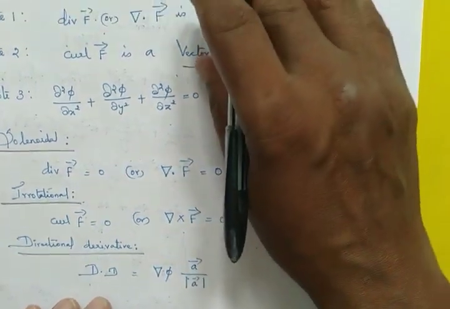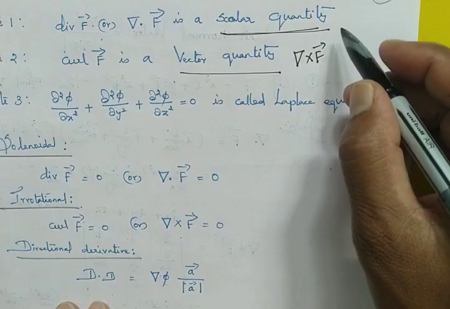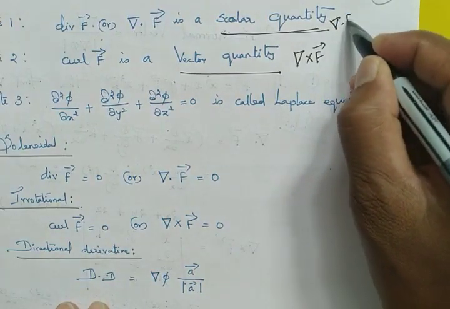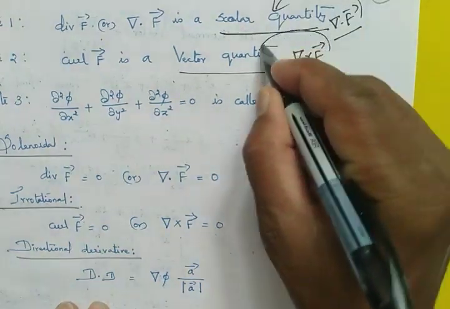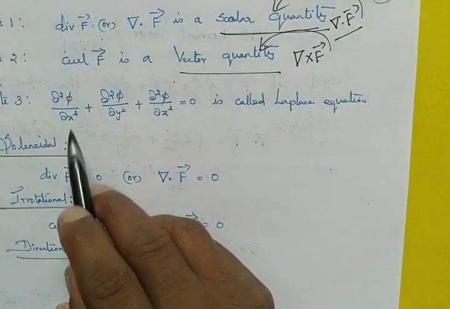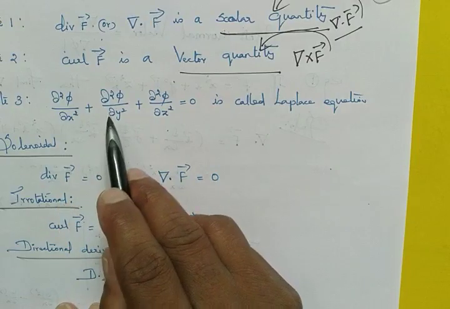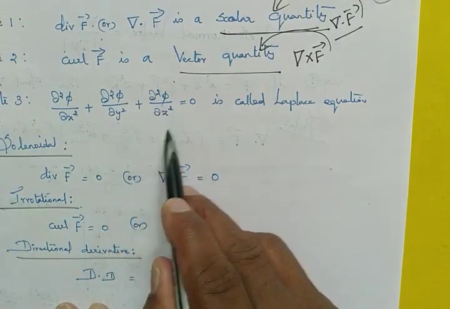At the time of finding del dot f, it gives a result in terms of a scalar quantity. Here, this result will come as a vector quantity. Now dou square by dou x square plus dou square by dou y square plus dou square by dou z square is always 0.